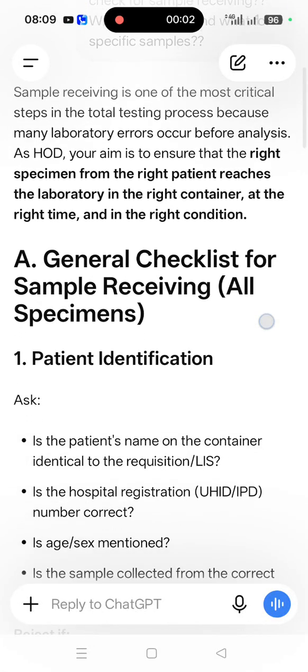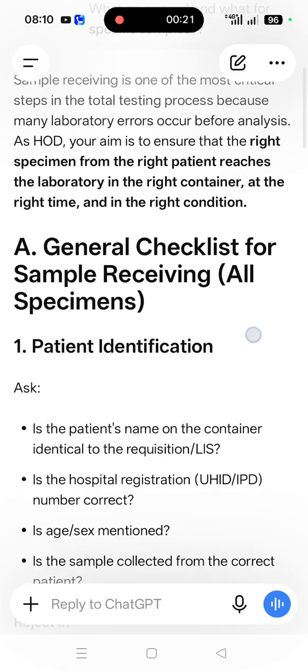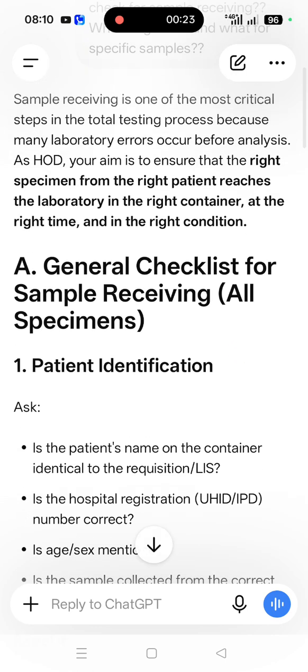So this is regarding sample receiving, what all we should check for sample receiving, and I just want to see how ChatGPT can help us and what all it can tell us. In short, because checking books every time is a little difficult, I have given the instruction that it should follow all the national guidelines and CLSI guidelines.